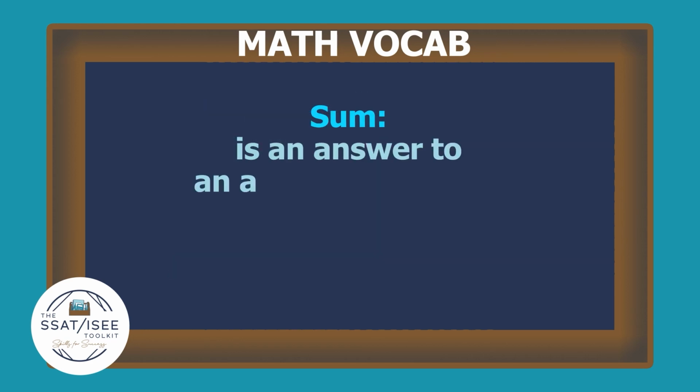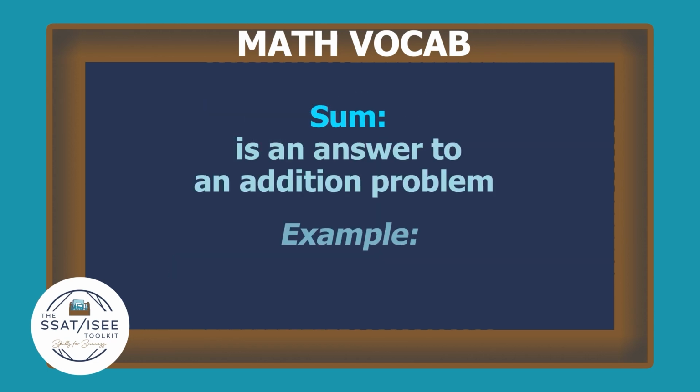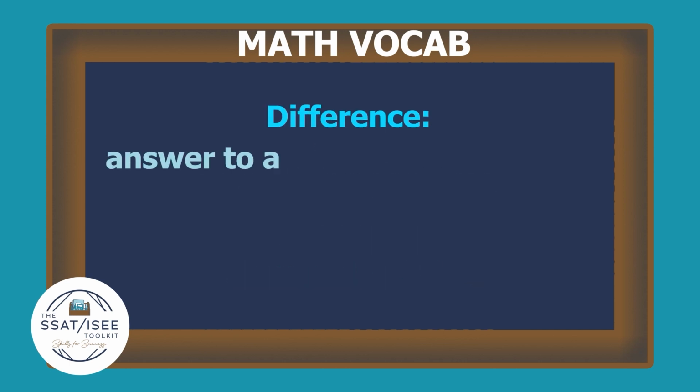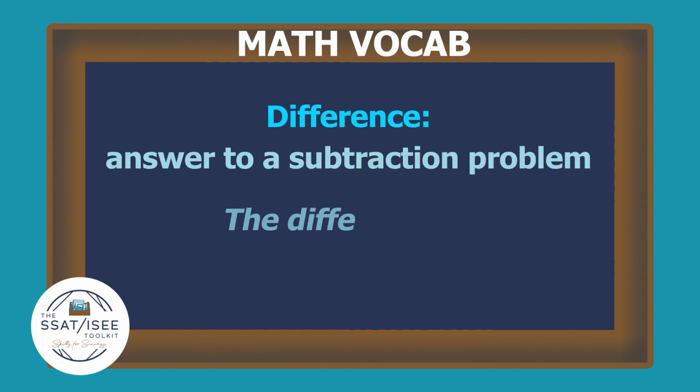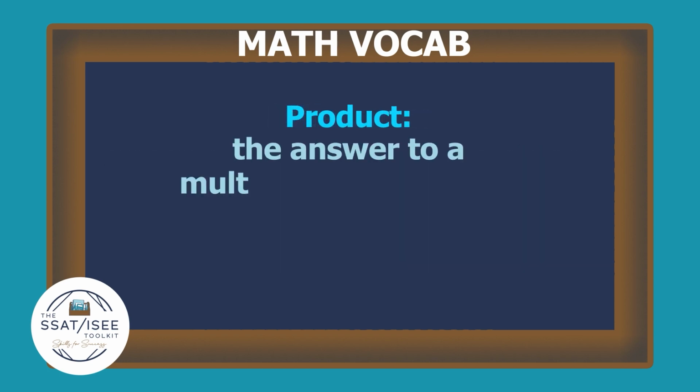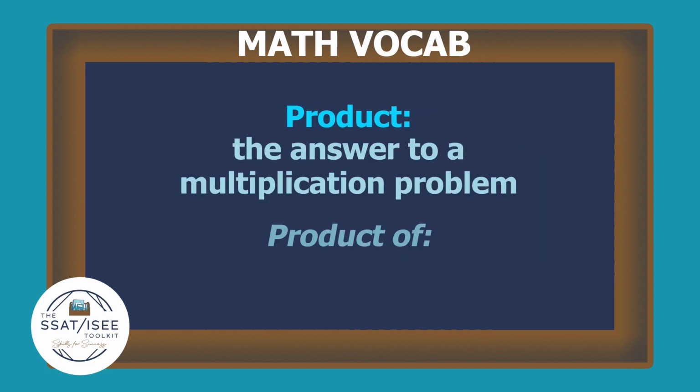The sum is an answer to an addition problem. For example, the sum of 1 plus 3 is 4. The difference is the answer to a subtraction problem. The difference of 4 and 3 is 1. The product is the answer to a multiplication problem. The product of 1 and 3 is equal to 3.